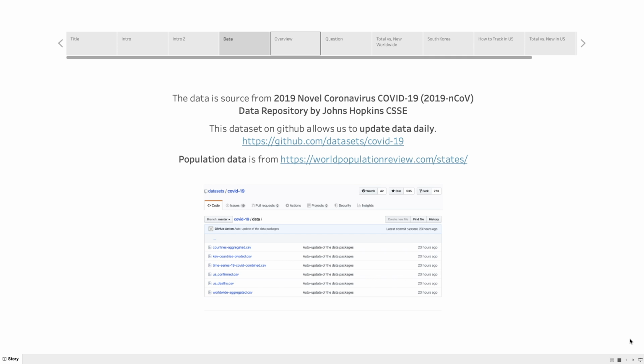The dataset we use is from the GitHub COVID-19 dataset, which allows us to update the data daily, and the data is sourced from the repository by Johns Hopkins CSSE.